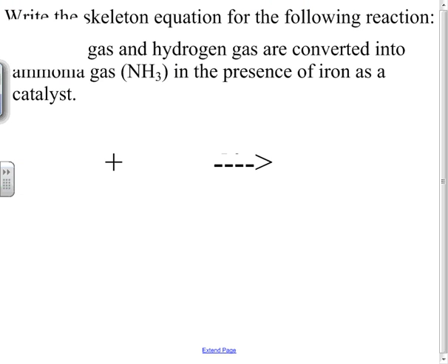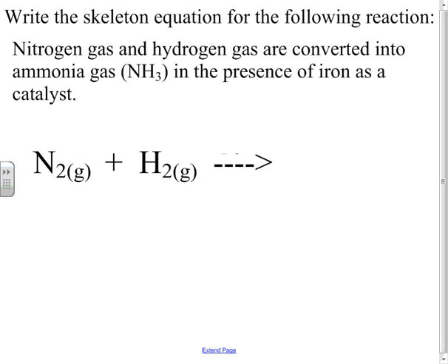Here's another skeleton equation. Here we have nitrogen gas. Remember, nitrogen is one of those diatomic elements, N2. It is going to react with hydrogen gas, another one of the diatomic elements, and it's going to form ammonia gas. So going to form means we put that on the product side, in the presence of iron as a catalyst. So we need to indicate iron as a catalyst to complete this skeleton equation.